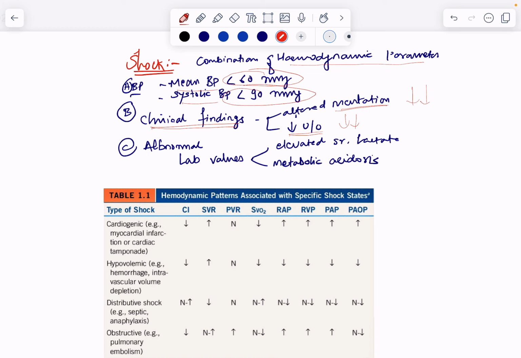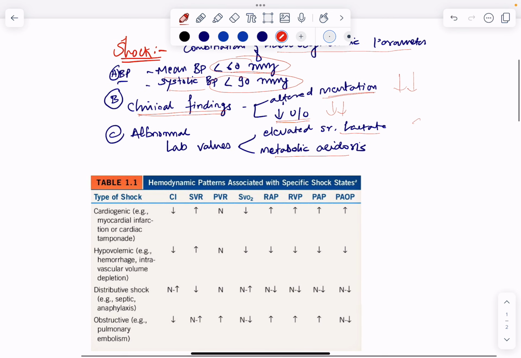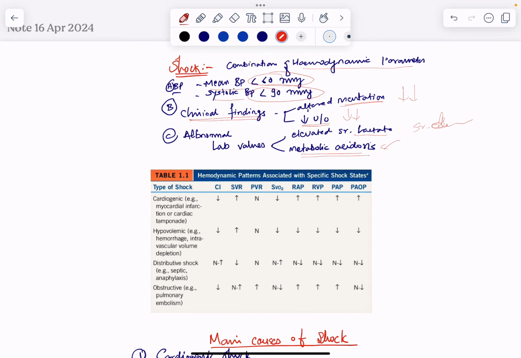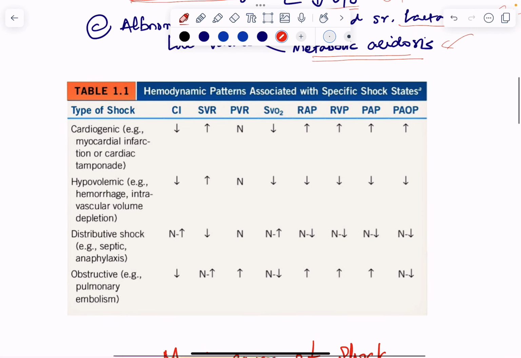Now abnormal lab values, like increase in lactate, metabolic acidosis. You know that whenever there is decrease in blood supply to the periphery, there is decrease in oxygen supply, hypoxia. So the metabolism is anaerobic metabolism. The end product of anaerobic metabolism is serum lactate, and because of lactic acid there is acidosis. So these are the things which occur in shock.